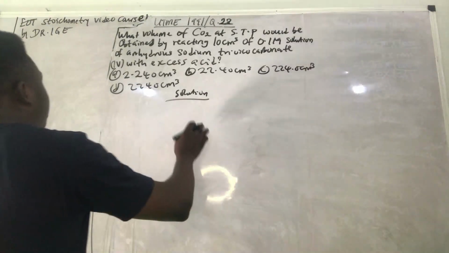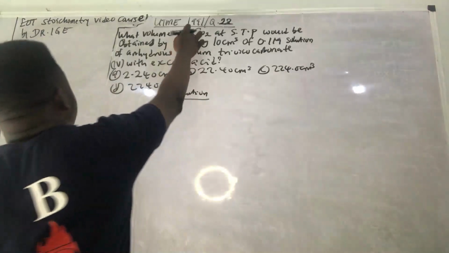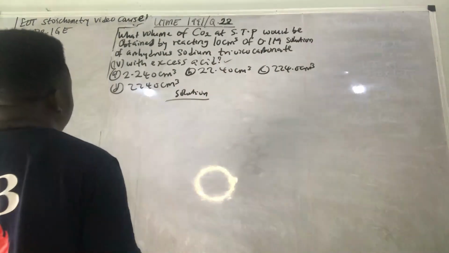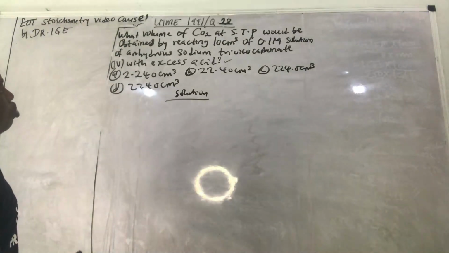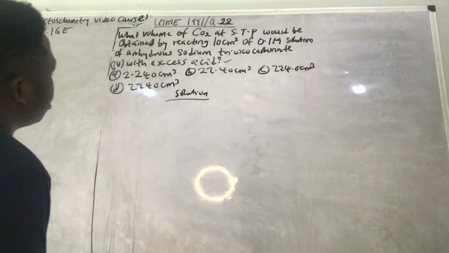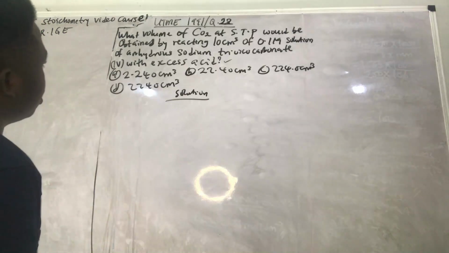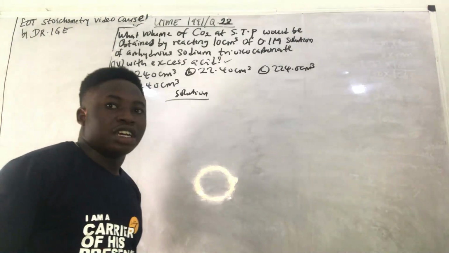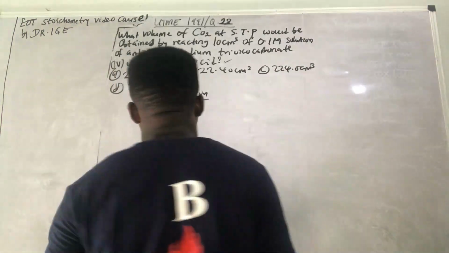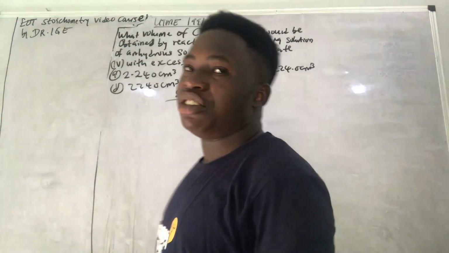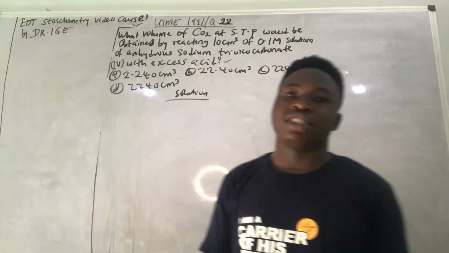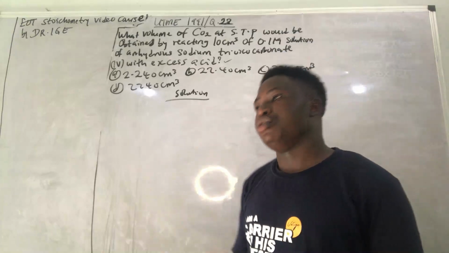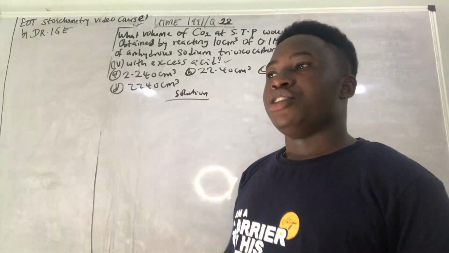Now, look at it. We're looking for the volume of gas that's produced by granular sodium carbonate with acetic acid. They did not mention the particular acid, but whatever the acid is, it's not going to affect the stoichiometric ratio. Try it. Use a monobasic acid. Use HCl. Use H2SO4.